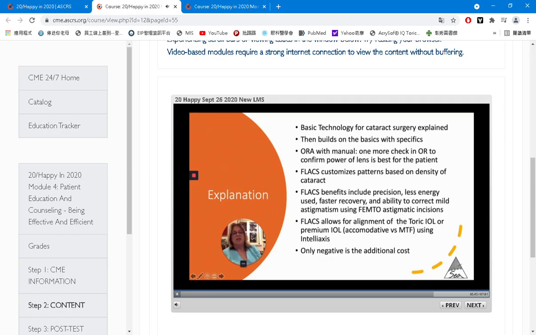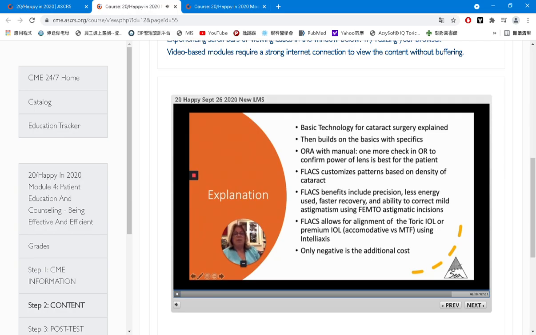She talks about the customization of FLACS that I can use to customize density for their cataract and customize it just for that patient's individual eyes. I always tell the patient that their eyes are sisters, but they're not twins, so each eye is different. And she also tells about the FLACS benefits, which include the precision, the less energy used, the faster recovery, and the ability to correct mild astigmatism using astigmatic incisions on the cornea.